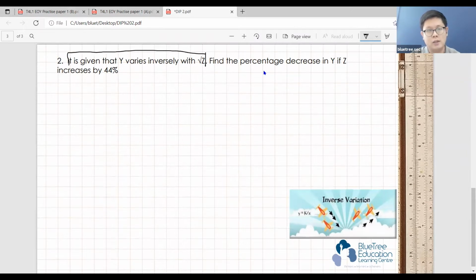phrase, like they say y is directly proportional to x, or z is inversely proportional to w. Whenever they give you any of these phrases, immediately you got to translate this English sentence into a mathematics equation. Okay, and what I mean by that is whenever they say inverse proportion, we will always change it to: the first quantity mentioned equals to k divided by the second quantity. This is for inverse proportion.